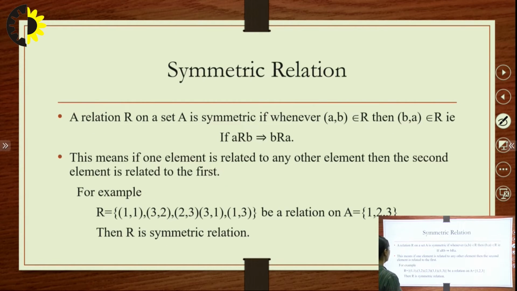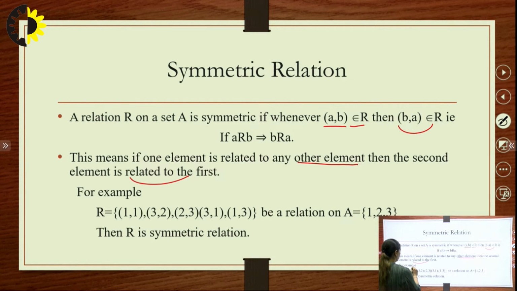Symmetric relation. A relation R on set A is symmetric if whenever (a, b) belongs to the relation, then (b, a) should also belong to that relation. So if a is related to b, then b related to a should also be part of that relation. This means that if one element is related to the other element, then the second element should also be related to the first.